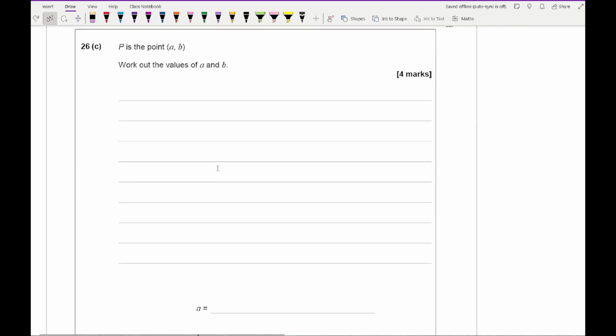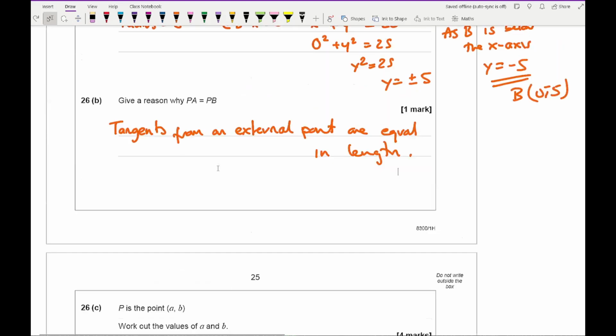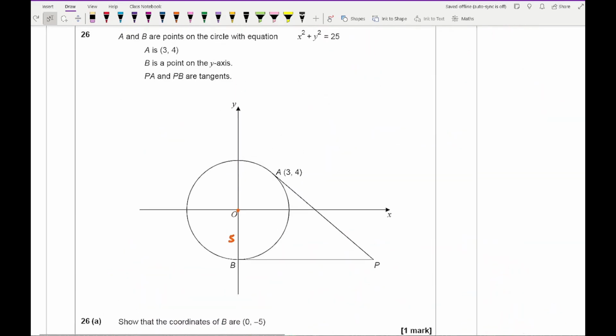Then moving on to the last question, it says for part C, point P is the point of intersection of the tangents at A and B, work out the coordinates of P. So for this, if I go back to the diagram, let's label this as P. What I need to do first is that I know that PB has an equation of y equals minus 5. So this equation here is y equals minus 5. Now at this point here is the intersection of the two lines. So what I need to do is then find the equation of PA.